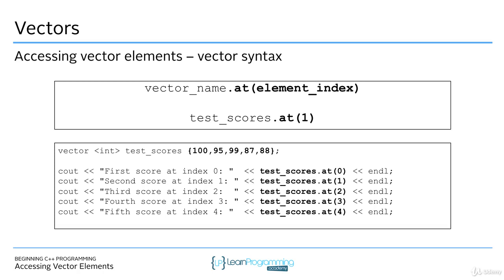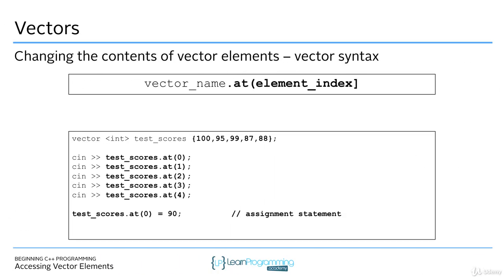We can also use the same syntax when we want to modify vector elements. In this example, we're reading 5 integers from the console and storing these elements into the test_scores vector. The last statement is an assignment statement, as we saw with arrays. We're storing 90 into the first element of the test_scores vector. You're probably thinking, okay, that's pretty easy. Vectors are just as easy to use as arrays, but when do they change in size dynamically?